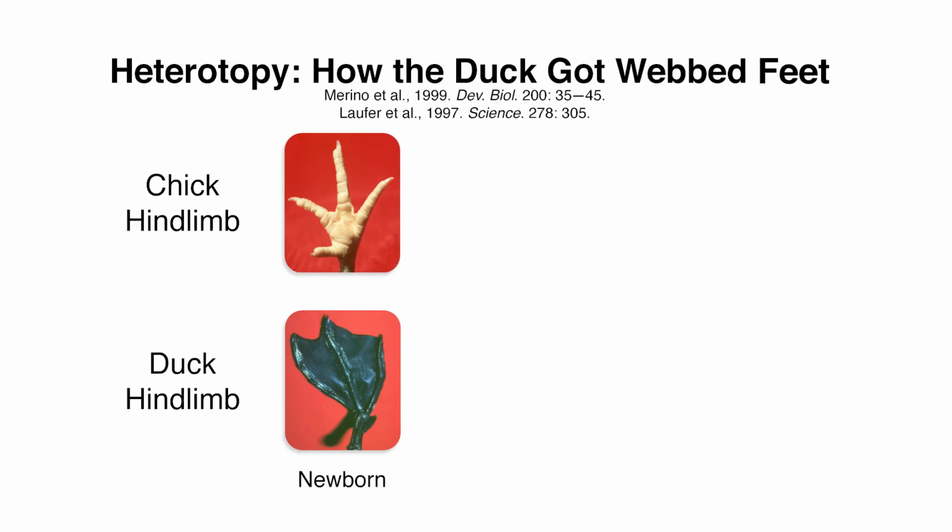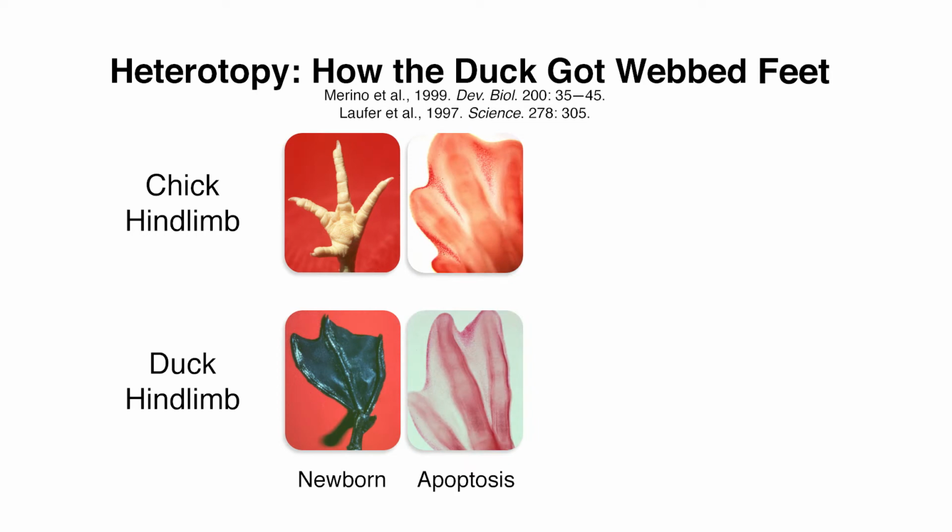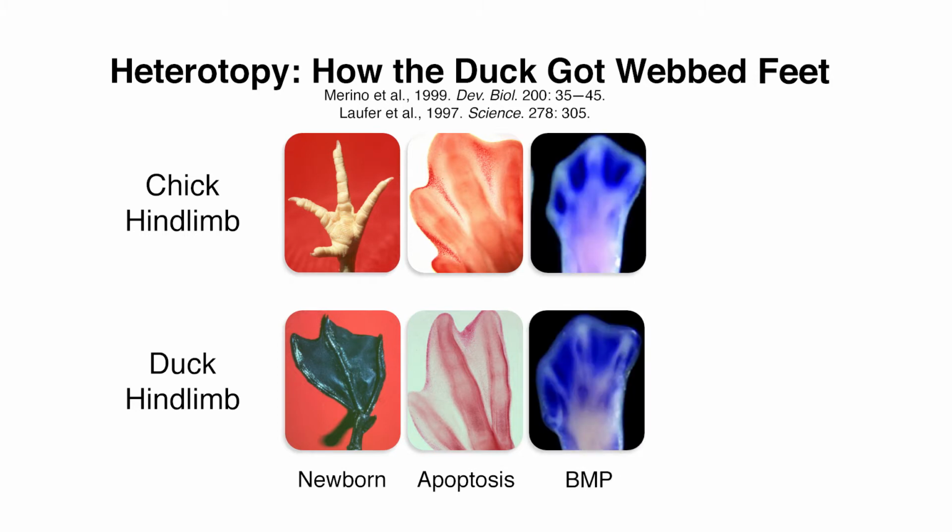During development, there is cell death in the webbing of the chicken limb, just like in our limbs. And that's shown by the red dots on the chicken webbing. However, the duck has very little cell death in its webbing. The cell death is caused by signals from paracrine factors called BMPs. And the BMPs here are expressed in both the chick and in the duck hind limb webbing.